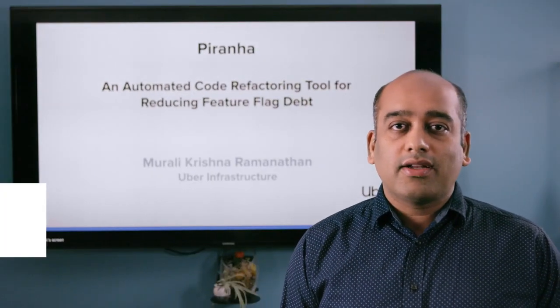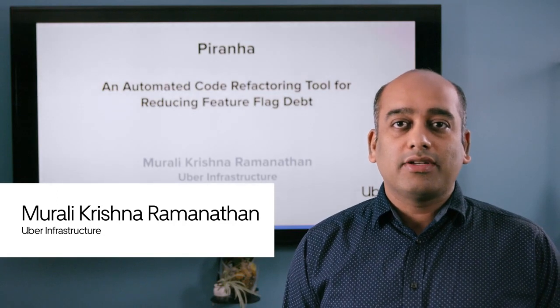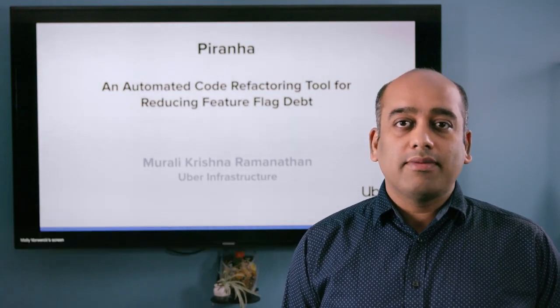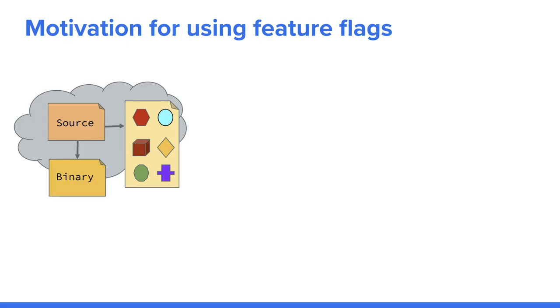Piranha is a tool that automatically deletes code related to stale feature flags and helps improve developer productivity. Let's try to understand what feature flags are and how they introduce technical debt. In software development, various features are implemented as part of a monolithic source and guarded under feature flags.